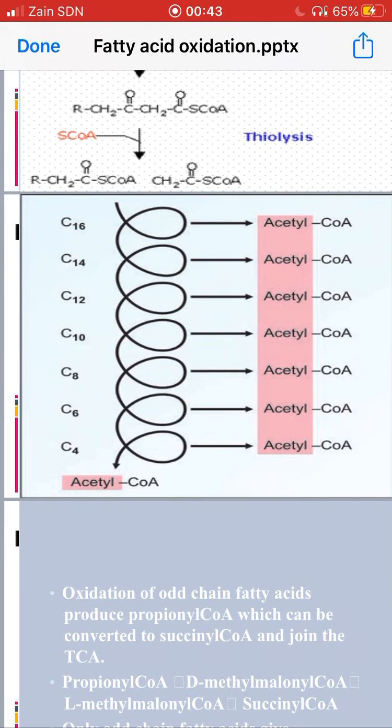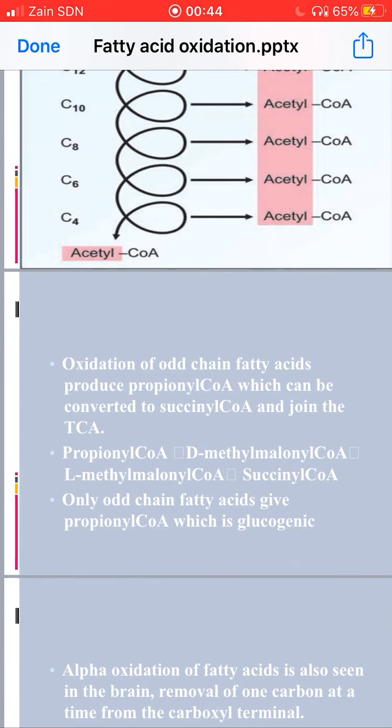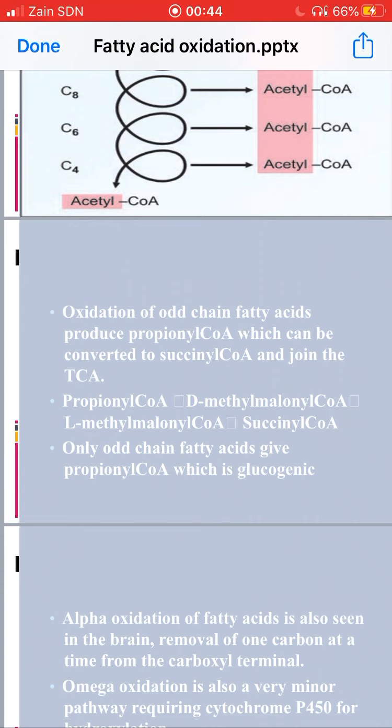When we look at this diagram, we can see that from C16 to C14, we will have 1 acetyl CoA. From C14 to C12, we will have another acetyl CoA. Another acetyl CoA can be produced from C12 to C10 and C10 to C8, C8 to C6, C6 to C4, and then two acetyl CoA can be formed. So when we have odd chain fatty acids, from oxidation of the odd chain fatty acids we will have propionyl CoA, which can then be converted to another biomolecule that's called succinyl CoA. And as you know, succinyl CoA is one of the intermediates of the tricarboxylic acid cycle.